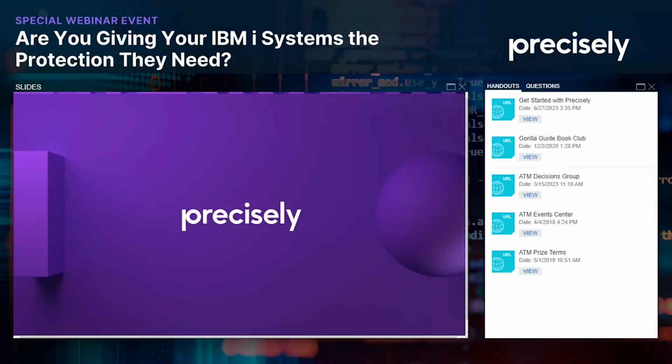Does Precisely work with any public cloud providers? Short answer is yes. We do work with public cloud providers, but frankly, we work with private cloud. We have a number of our business partners that have established their own hosting and cloud environments, and private cloud and hybrid cloud environments for people. So we absolutely work with them.